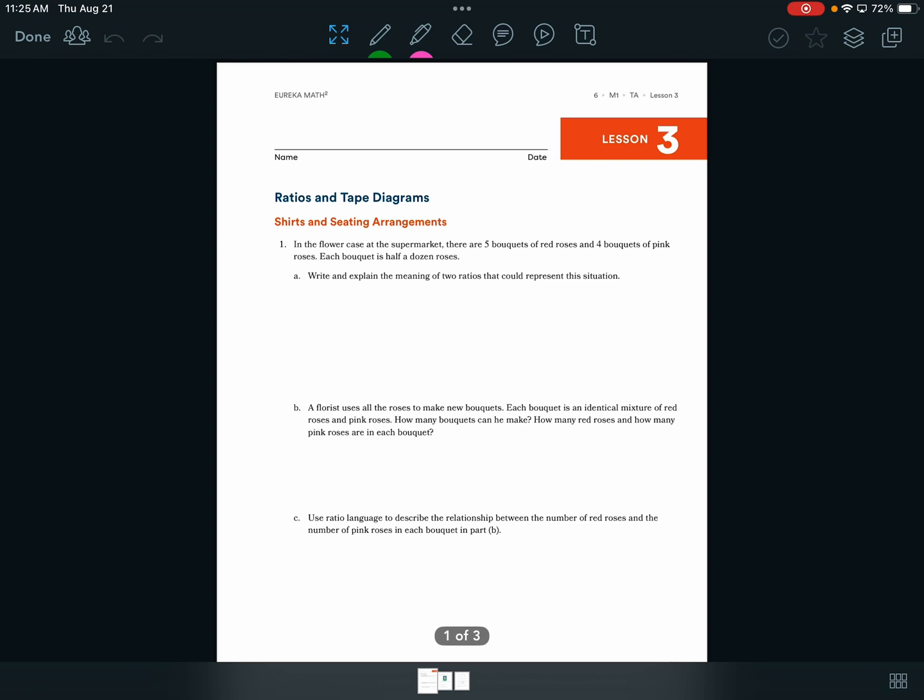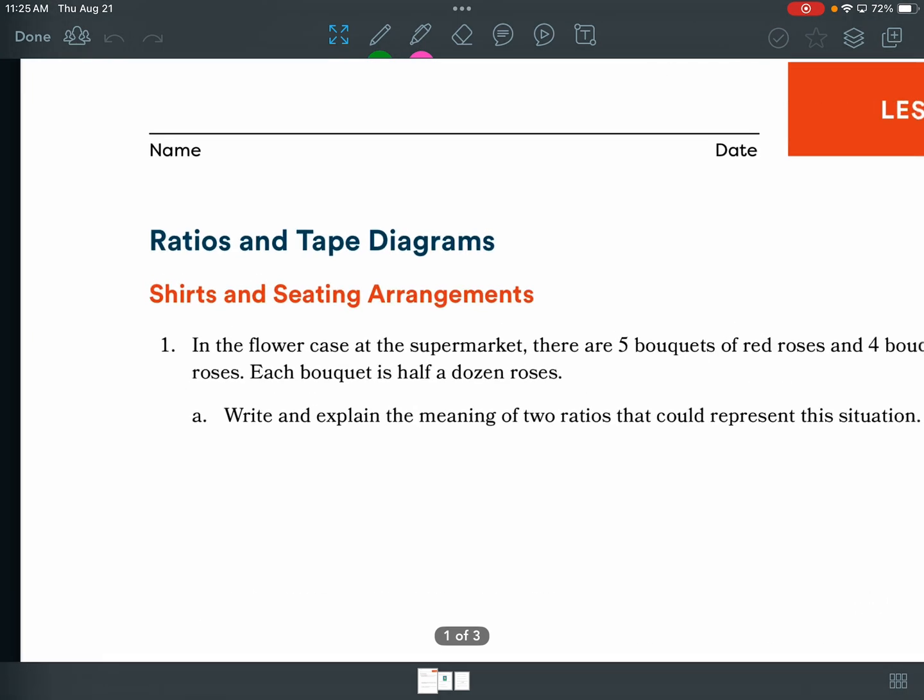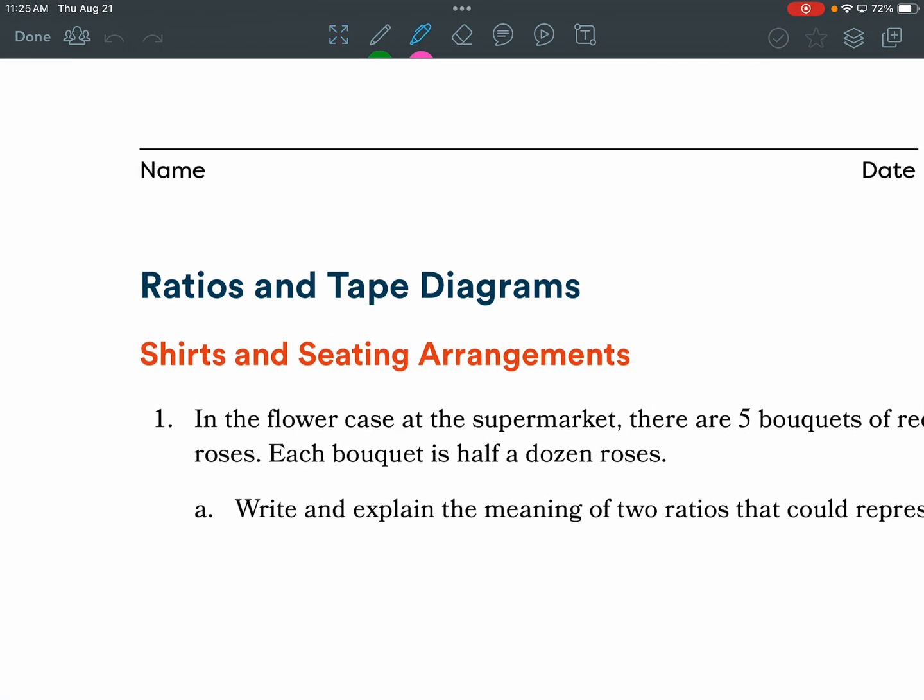All right. We are once again doing ratios. Notice our model that we're using today. Tape diagrams. You guys remember tape diagrams from 5th grade? Okay. Yesterday we did a table. Today we're adding a tape diagram model. All right. Are we ready?